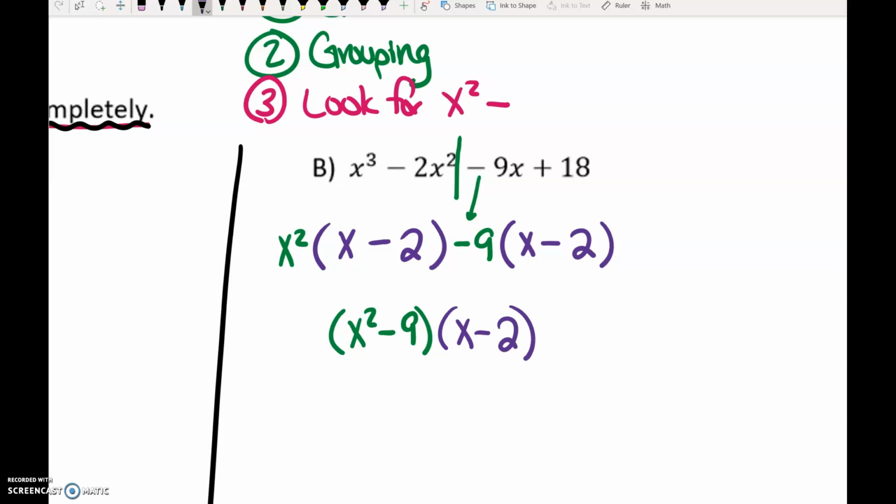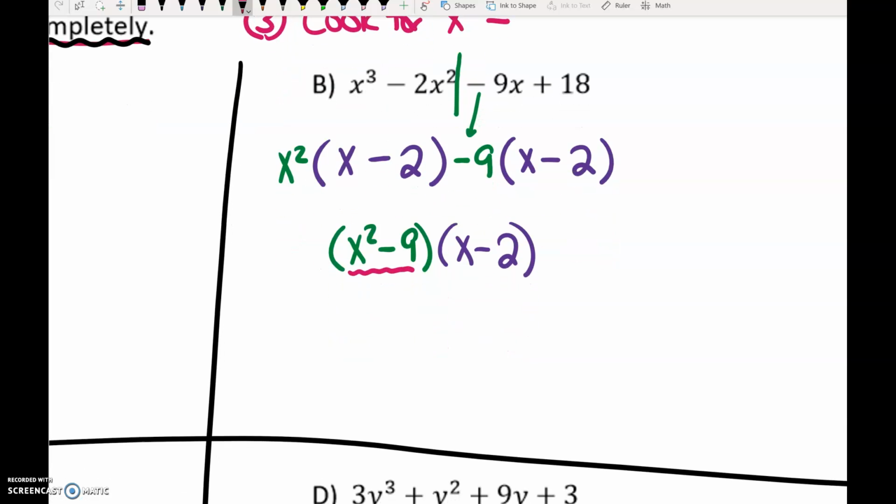Are we done? X squared minus, we're not done. What is 9 the perfect square of? 3, so that factors into x plus 3, x minus 3, and we have the x minus 2.